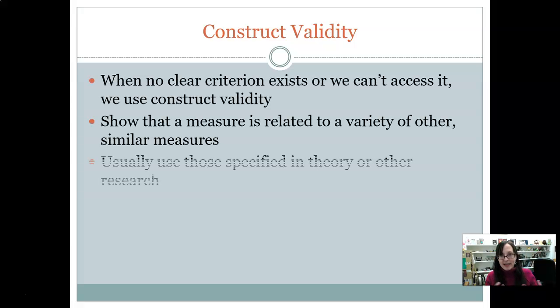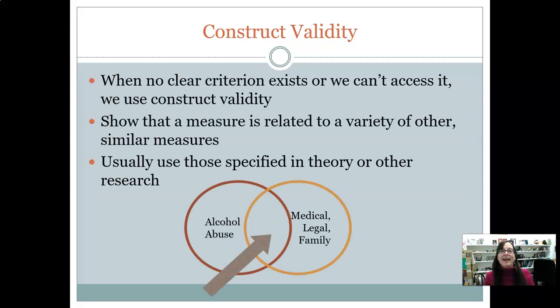If you don't have that nice, beautiful gold standard to compare it to, then you can go to what's called construct validity and then sort of add in discriminant validity as well. So construct validity is when you don't have that clear criterion or you don't have access to it. So you basically want to show that your measure, your variable, is related to a variety of other similar measures. Usually this would be something specified in theory or that has been supported in previous research.